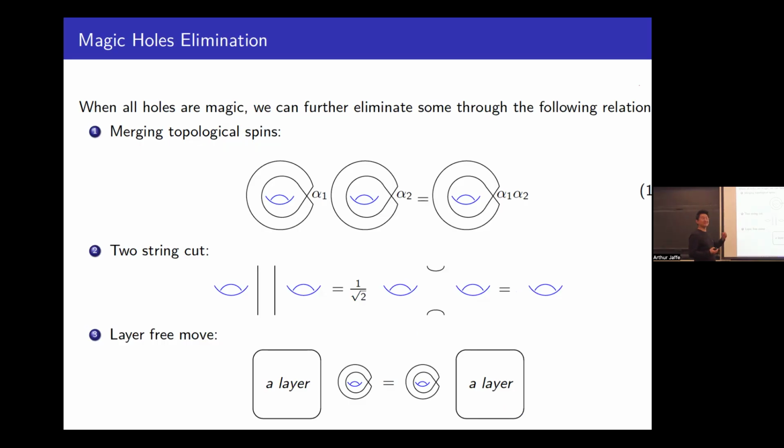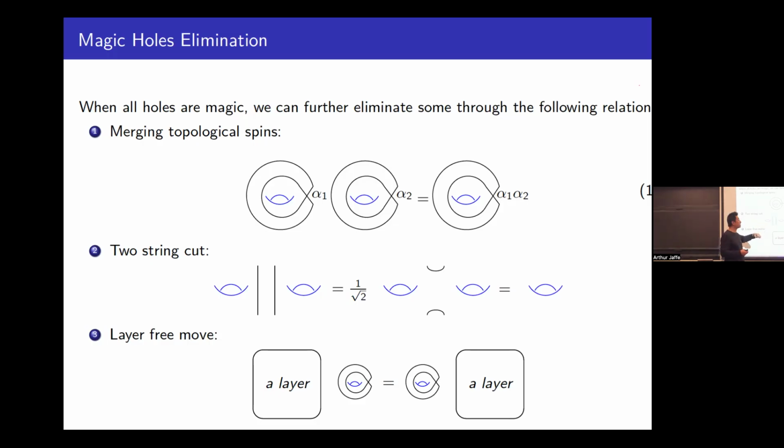Like for topological spin, if we have two topological spins meeting each other, then this is the fourth string. Then we can move one crossing to the other side and add up the angle. Then this will be two strings going around the hole, and we can kill that using the string genus relation. So that means when two topological spins meet each other, we can cancel one of them. And this topological spin is one kind of magic hole. So that's very powerful.